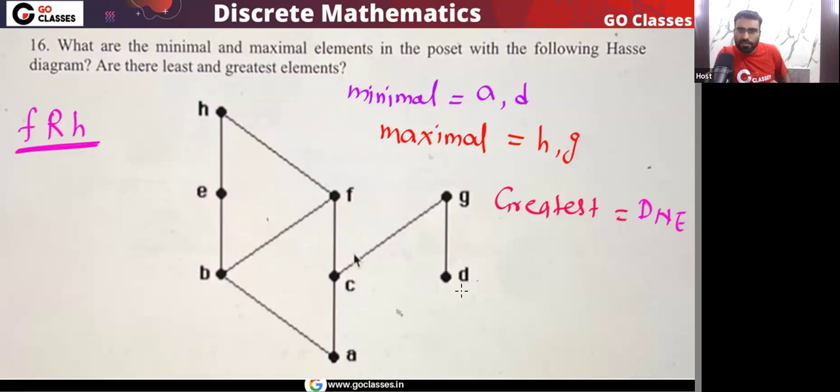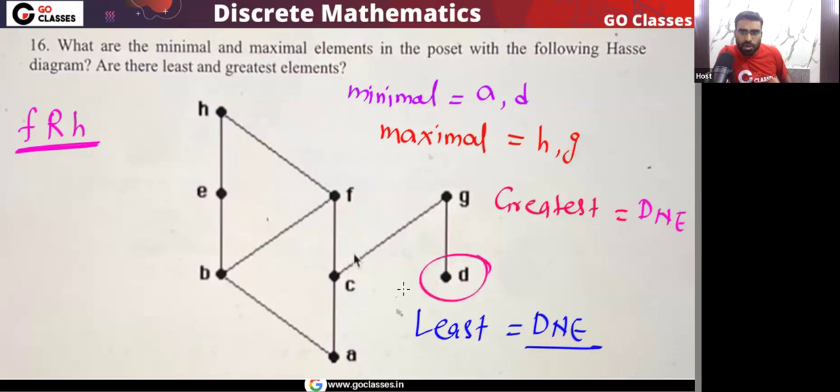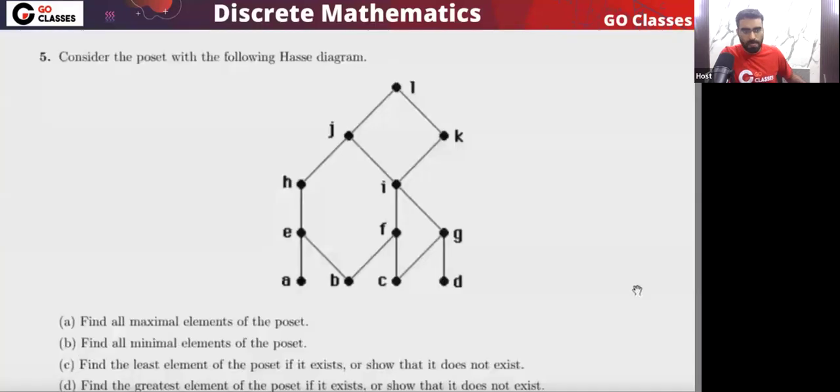What about the least element? That also does not exist. Least element means I am related to everyone. This is not least because this is not related to A. This is not least because this is not related to D. So the least element also does not exist. Okay, let's move on now.